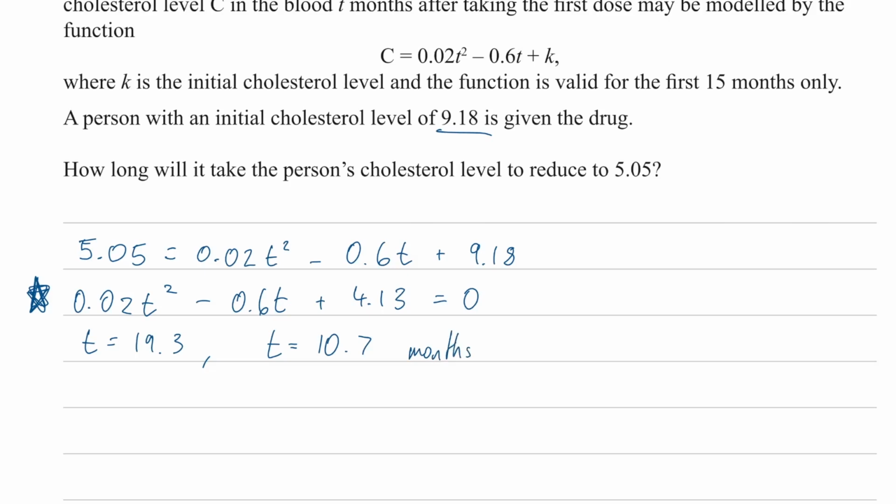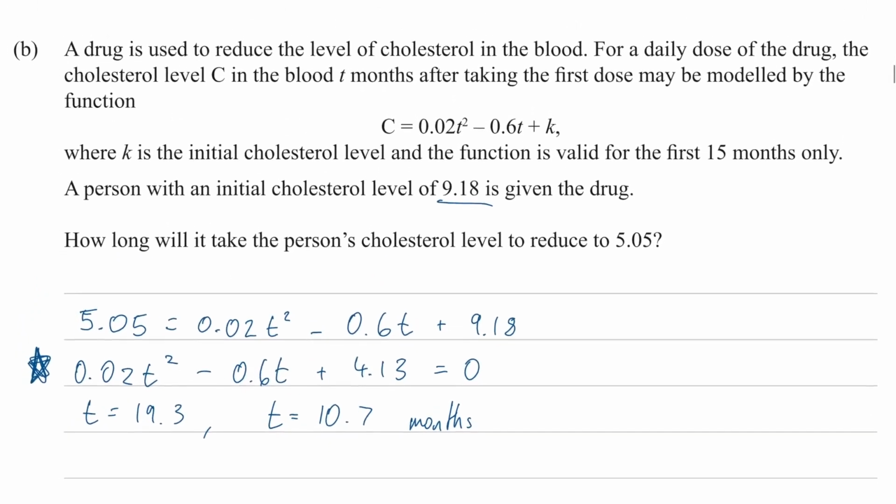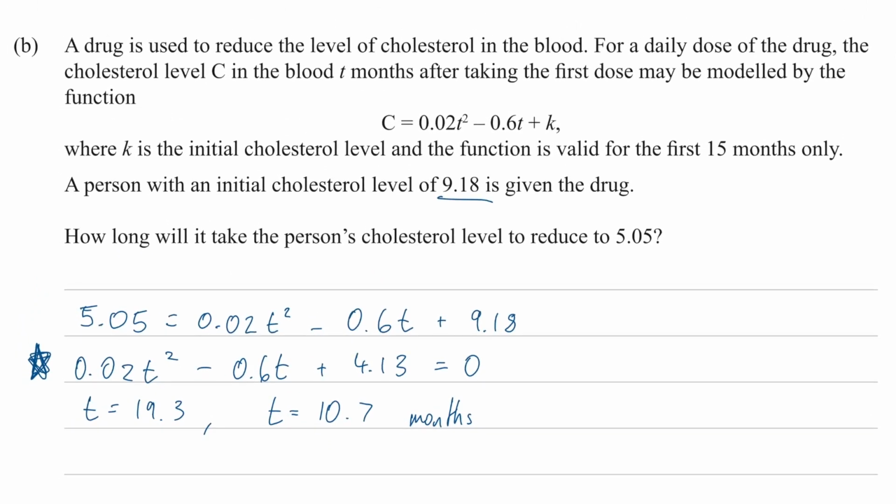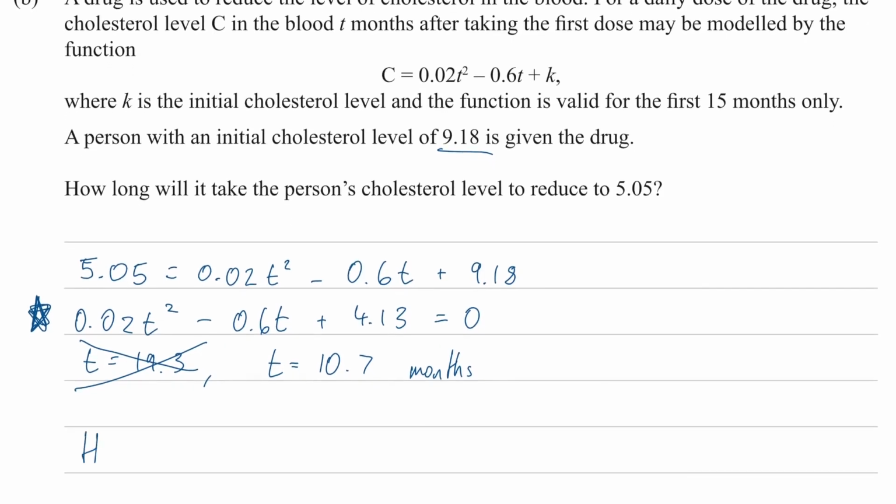Now let's have a think. We have two solutions, which we expected because it's a quadratic. Do they both fit this context? Remember the domain was restricted, it is only valid for the first 15 months, which means we can eliminate the solution of 19.3. So hence T equals 10.7 months, as 19.3 months is out of the valid domain.